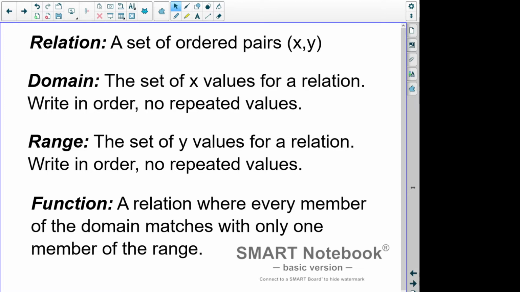Okay. And then we have a special kind of relation, right? We call that a function. A function is a relation where every member of the domain matches with only one member of the range. And the key part of that is only one, right? It's only one member of the range. So the domain matches with only one member of the range. That's the critical part, and that's what we're going to be looking for.